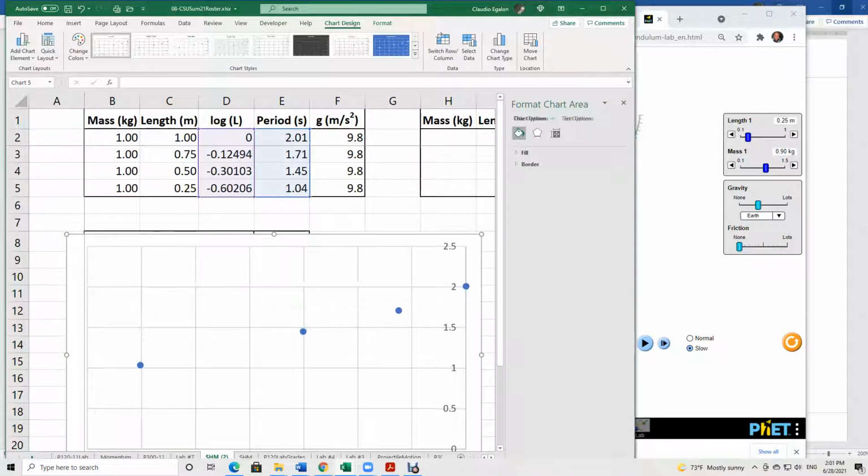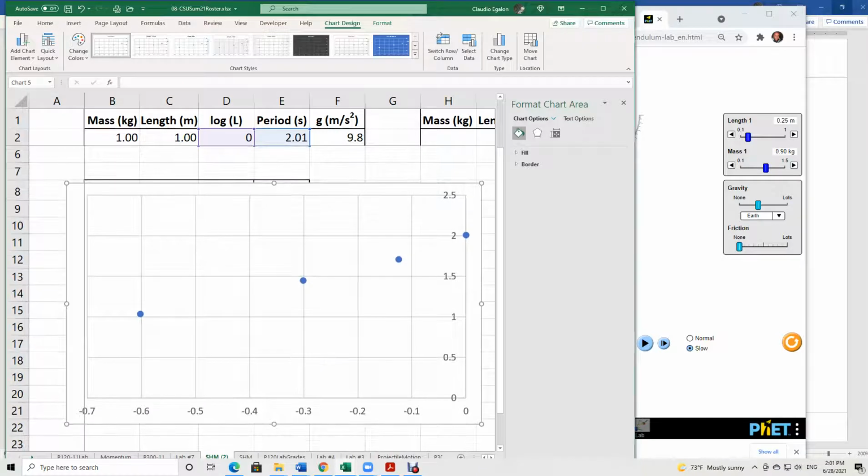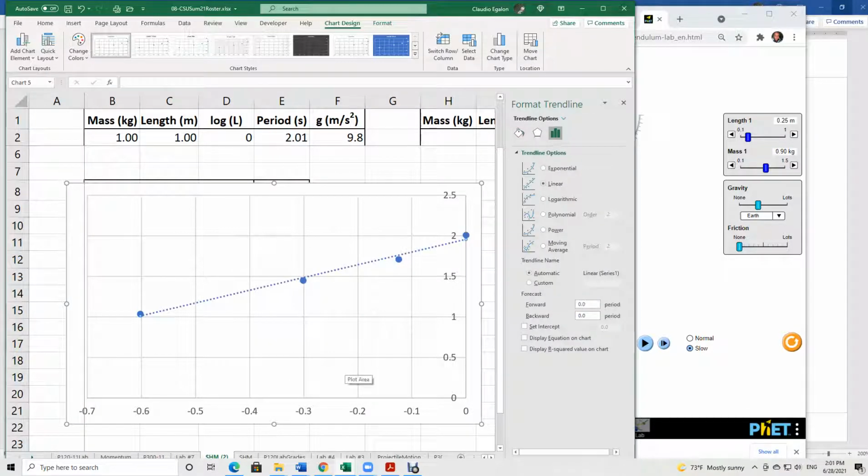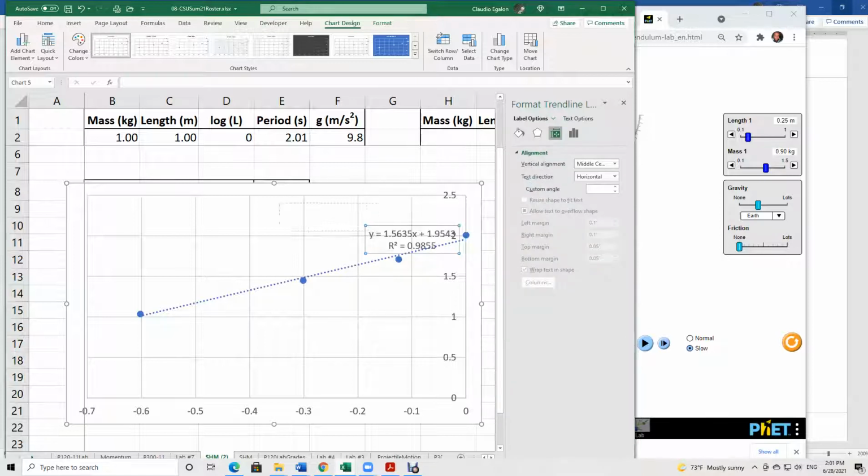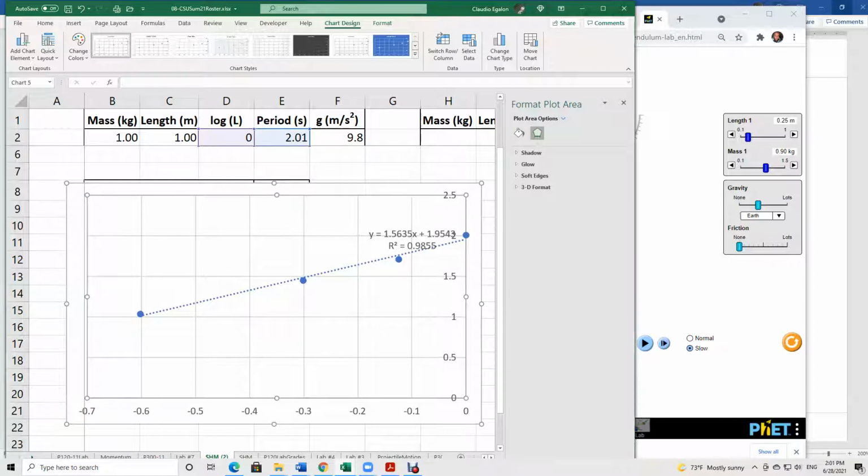Okay. And what else can we do? I'm going to put here a trend line, and display the equation on chart. Okay, you can see that it has a very high R² value just by making a log plot of the graph.